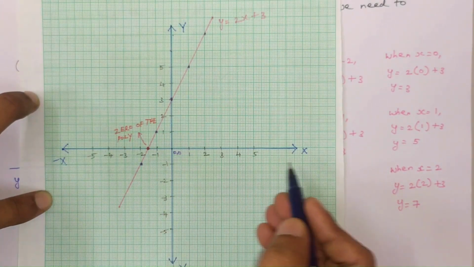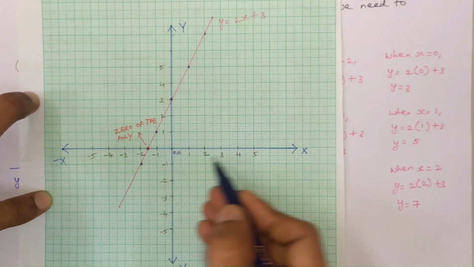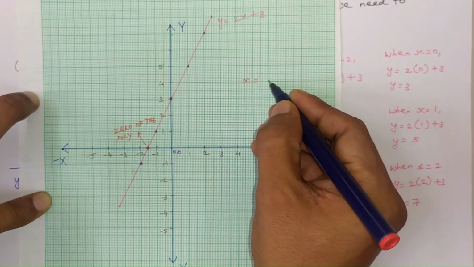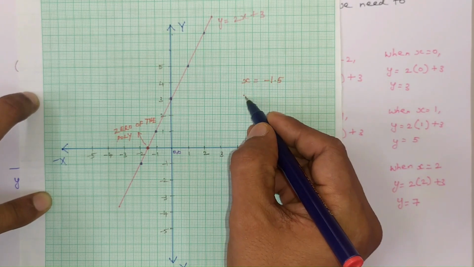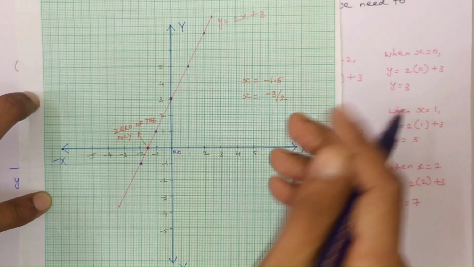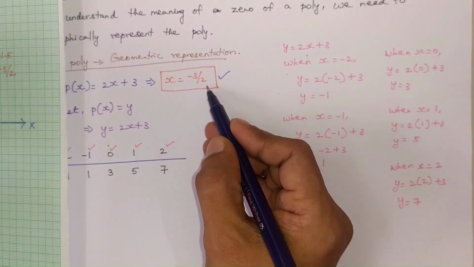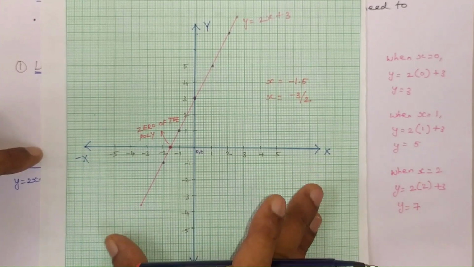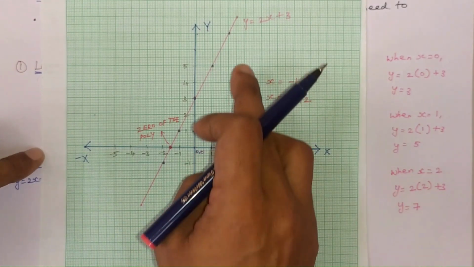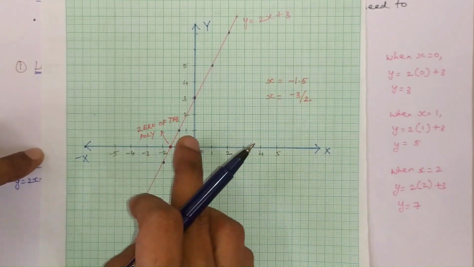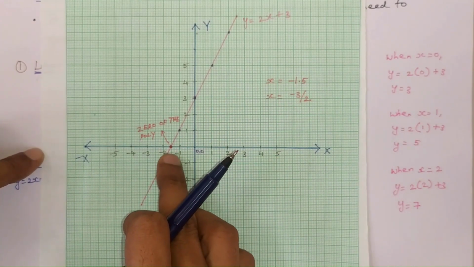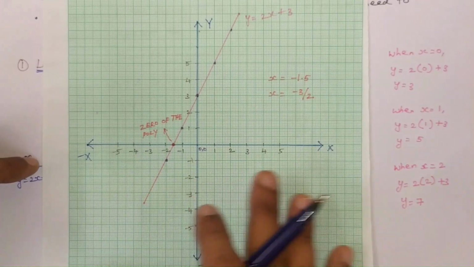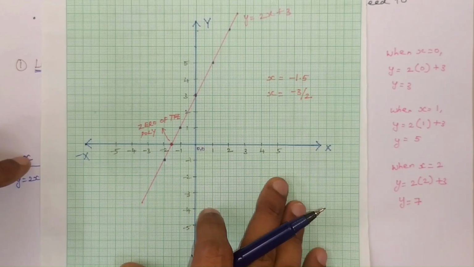Wherever it is intersecting the x-axis, wherever the line is cutting the x-axis, that point is the solution. So what is the solution here? X is equal to minus 1.5 is the solution, or I can write it as x is equal to minus 3 by 2. So that is nothing but the same solution which we got here. So this is about the geometrical meaning of the polynomial. Wherever it is cutting the x-axis, that particular intercept is called the 0 of the polynomial. Fine. In the following problems, we will do many more graphs and try to understand.